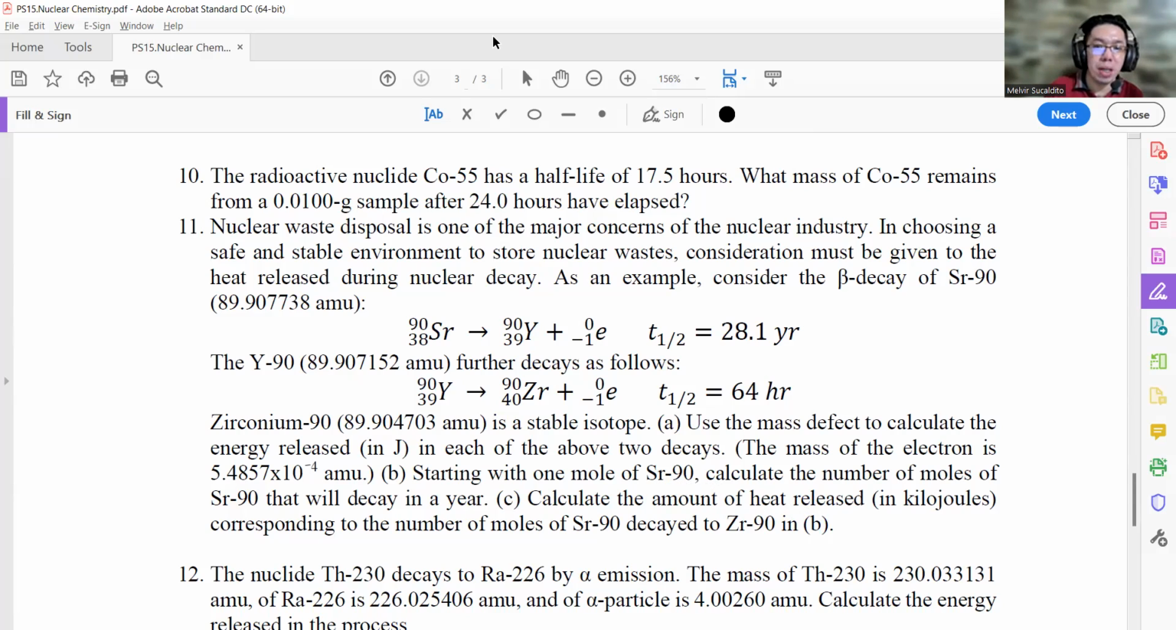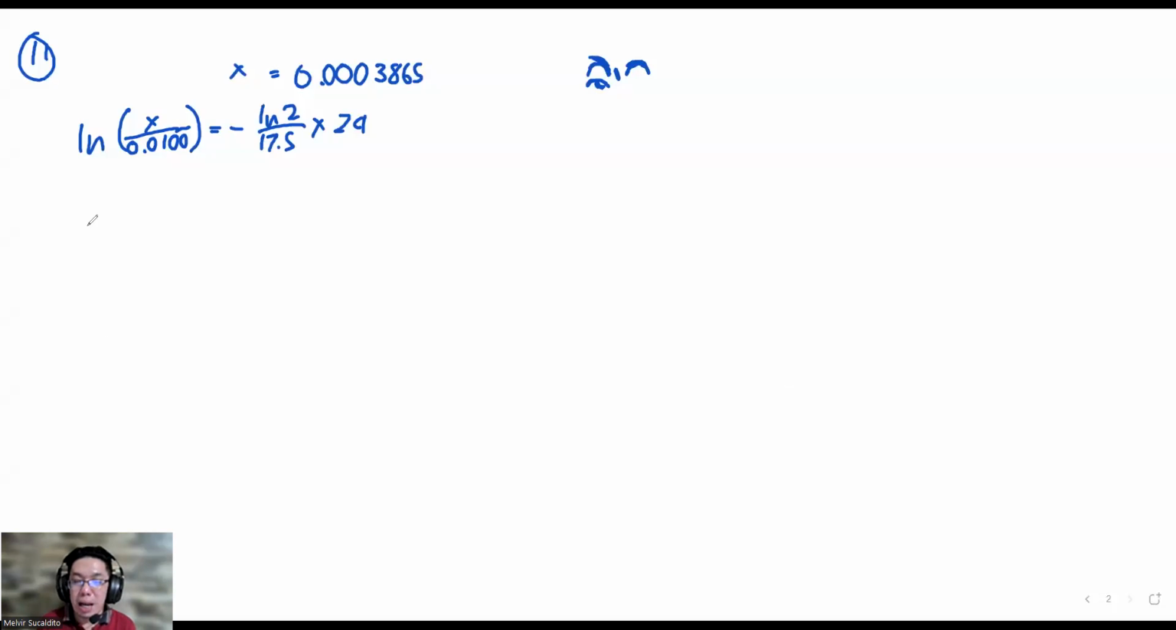Okay, so I'll stop sharing now and then you can now share your screen. So that is number 11. Hopefully, within 5 minutes you can finish 11, or maximum 10. Okay, go ahead.